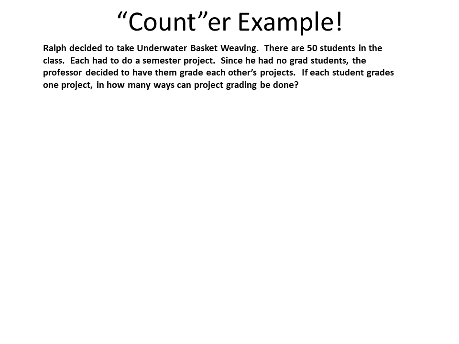This is a counter example, and you'll see what I mean. Ralph decided to take underwater basket weaving. There are 50 students in the class. Each had to do a semester project, so since he had no grad students, the professor decided to have them grade each other's projects. If each student grades 1 project, in how many ways can project grading be done?